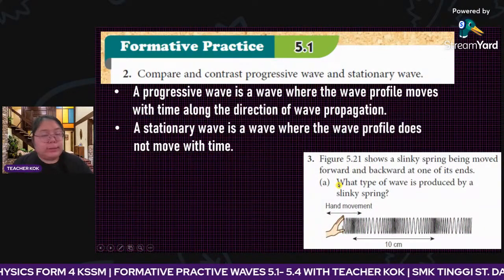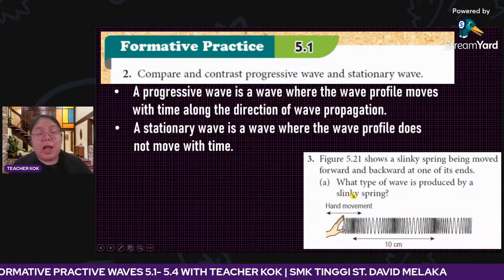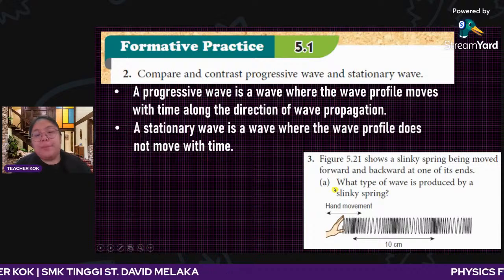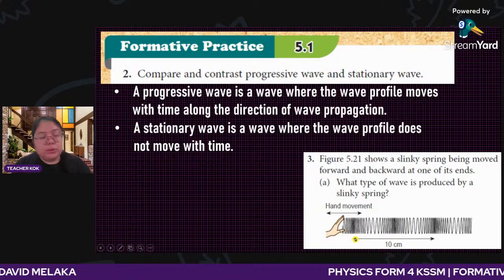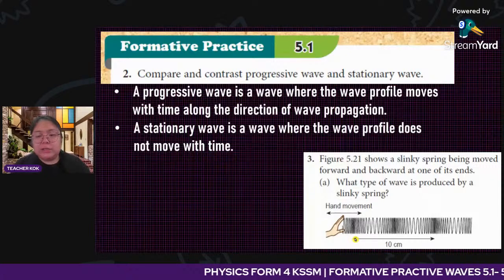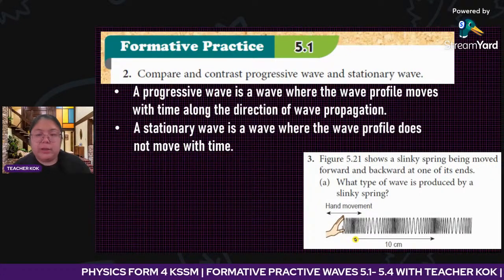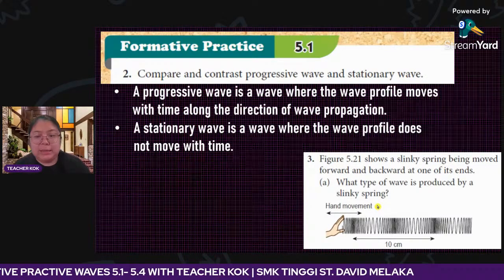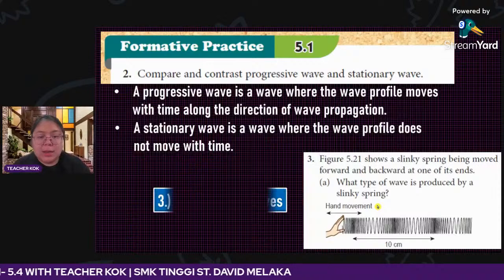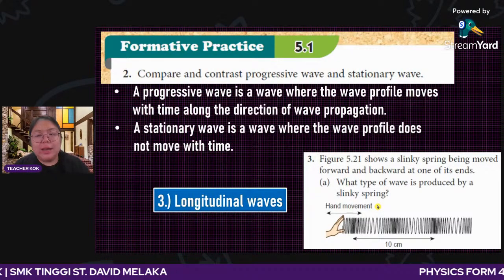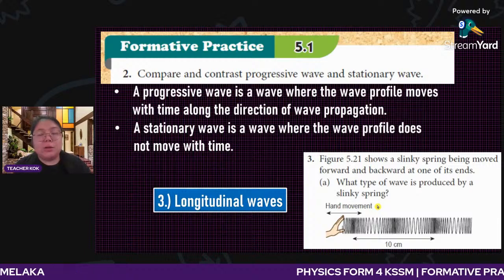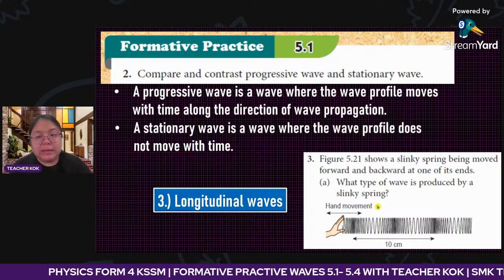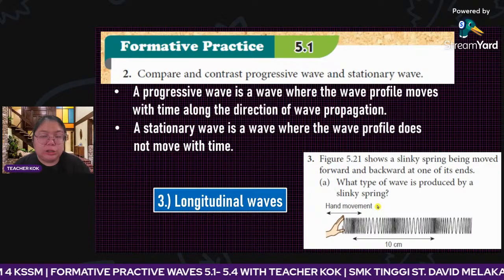Number three has no calculation; they just ask you about the type only. They show a slinky spring being moved forward and backward. You can see there is no crest and no trough; the coils just get closer and further, closer and further. They ask what type of wave the slinky spring produces. Your answer should be longitudinal wave, where the particle vibration and the direction of the wave move in parallel.